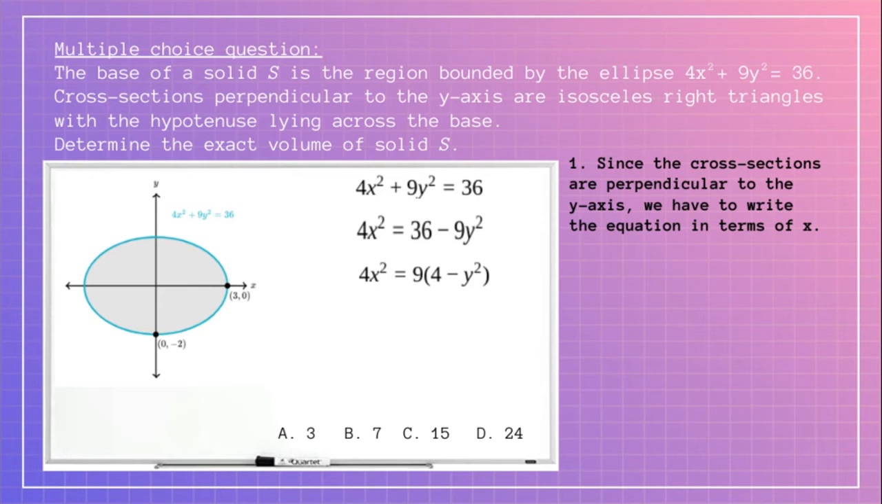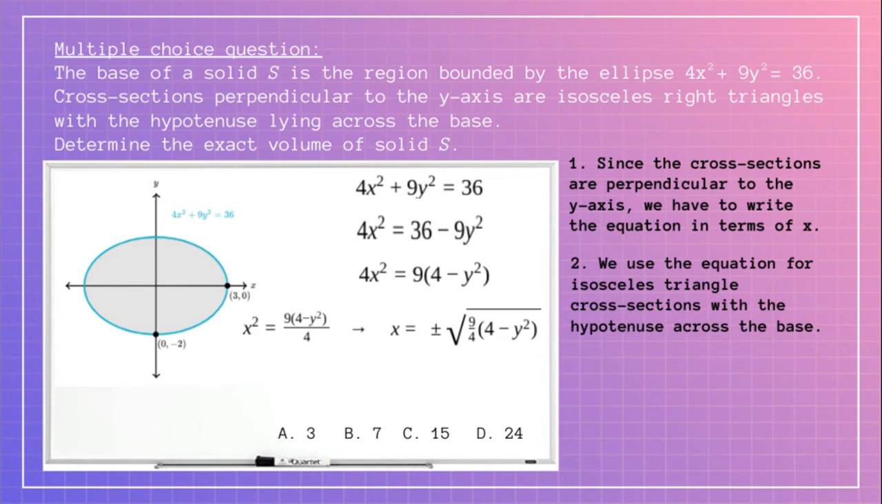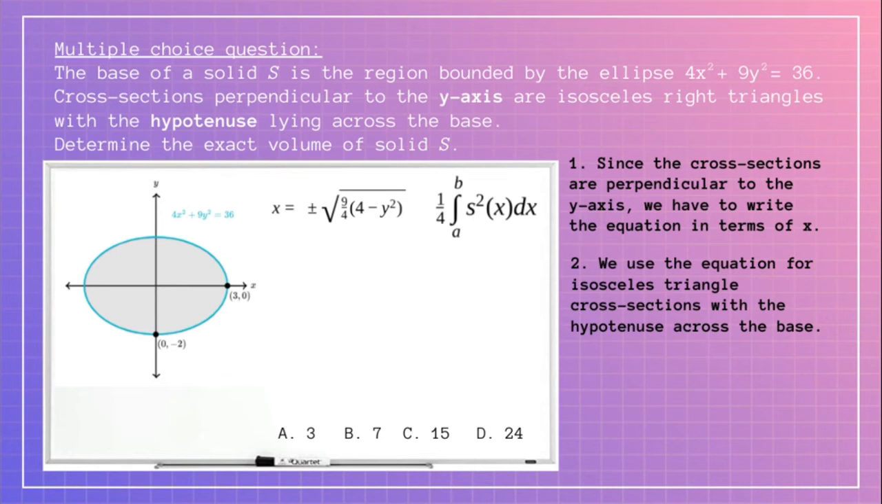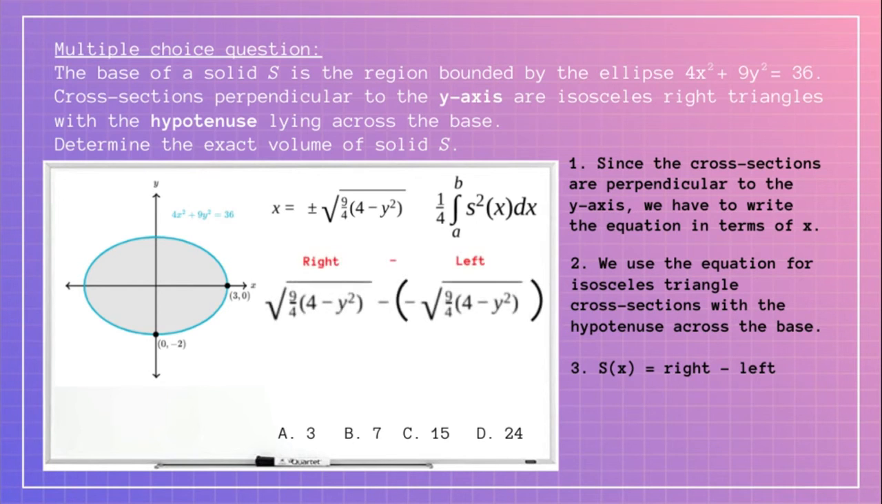If we do that, we end up getting 2 equations: the positive and negative square root of 9/4 times the quantity 4 minus y squared. Now we have to figure out which equation we have to use, which will be 1/4 times the integral from a to b of S of x squared dx, or dy in our case. Now we have to find what S is. We have to take the equation on the right minus the equation on the left. The one on the right is the positive equation, and the one on the left is the negative equation we got.